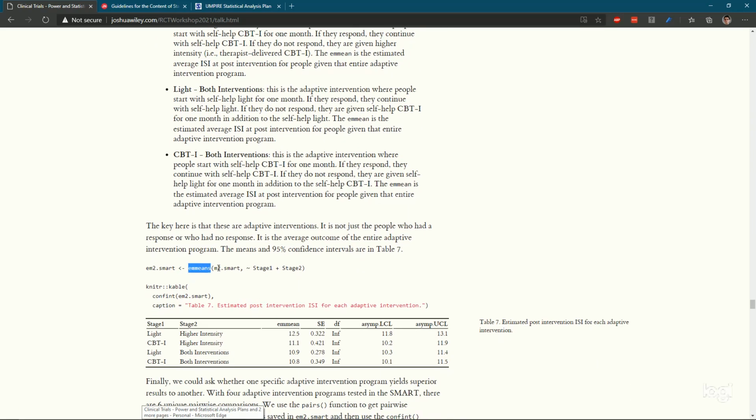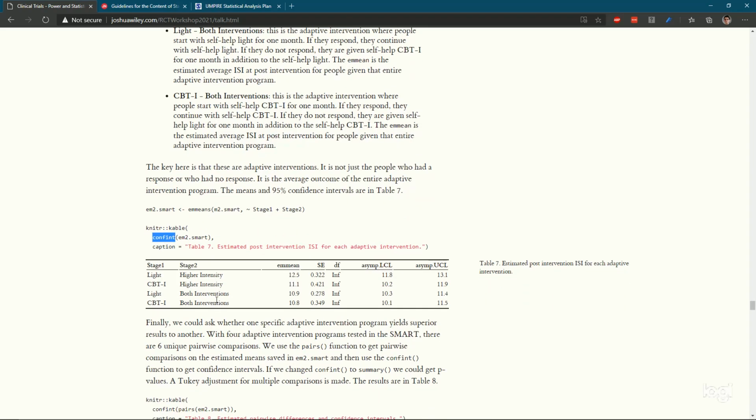Here we use the EM means function. We give it our model and we say I want to get the means for both stage 1 and 2. And then we use the confint function to get confidence intervals for those means.